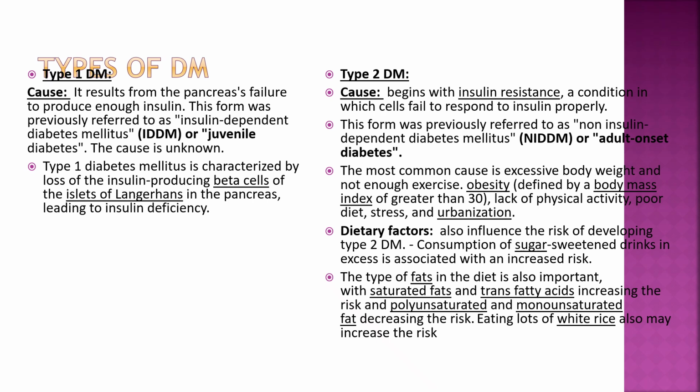consumption of sugar or sweet drinks in excess, or fat. Saturated fats and trans fatty acids increase the risk, and polyunsaturated and monounsaturated fat decrease the risk of diabetes. Eating lots of white rice also increases the risk of diabetes mellitus, that is type 2.